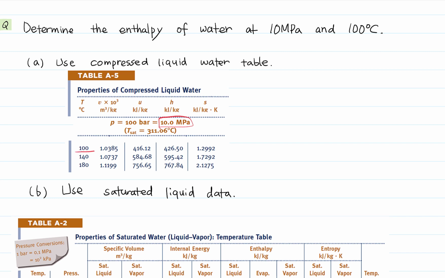So this is the table for compressed liquid water. At the given conditions, the enthalpy is 426.50 kilojoule per kilogram. So if the compressed liquid table is available, use it. Since thermodynamic property tables are generated from the experimental data, it gives the most accurate data. If it's not available, we'll need to take different approaches.